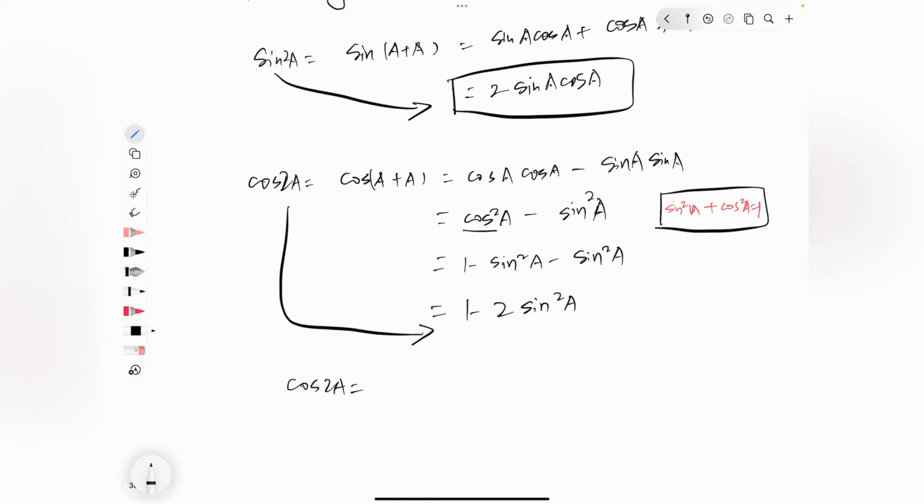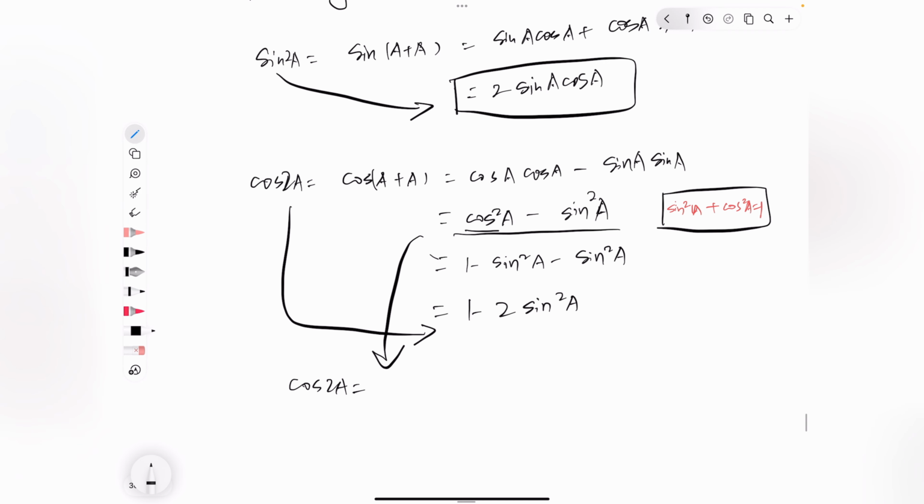Cosine 2A also equals, if we change this guy to cosine, cosine square A minus 1 minus cosine square A. So we have 2 cosine square A minus 1.